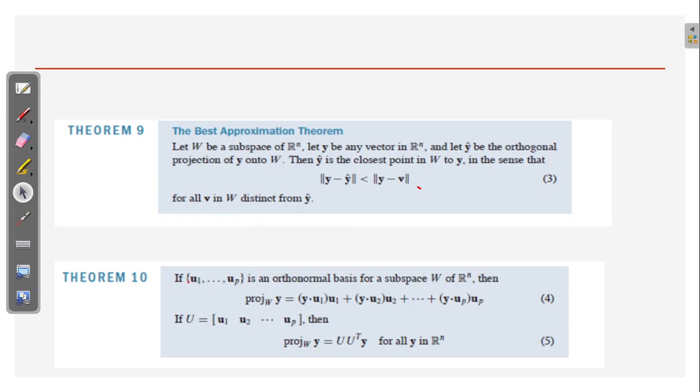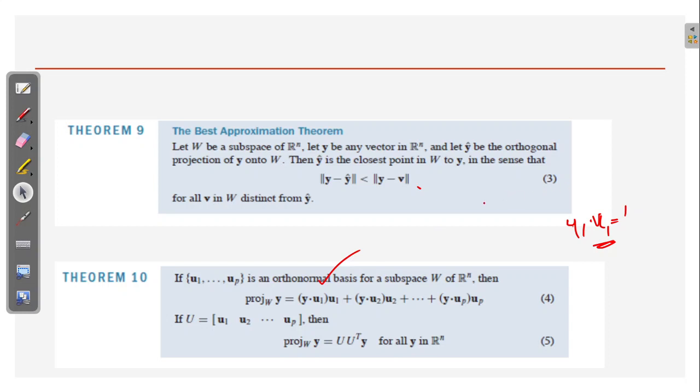Now going to theorem number 10. All these theorems have proofs, but the proofs are not important for your exam. You have to apply this theorem, and we will solve some problems. If u1 etc. is an orthonormal basis for a subspace W of Rn, then the projection of y onto the subspace W will be equal to y dot u1 into u1. Why? Because orthonormal basis means u1 dot u1 will be equal to 1. That is the peculiarity of orthonormal basis.